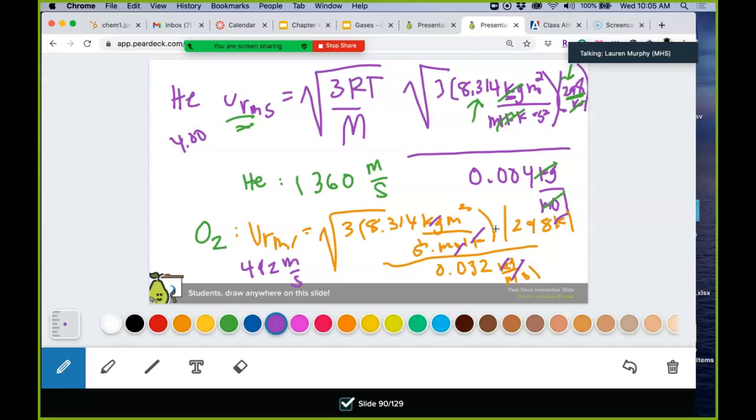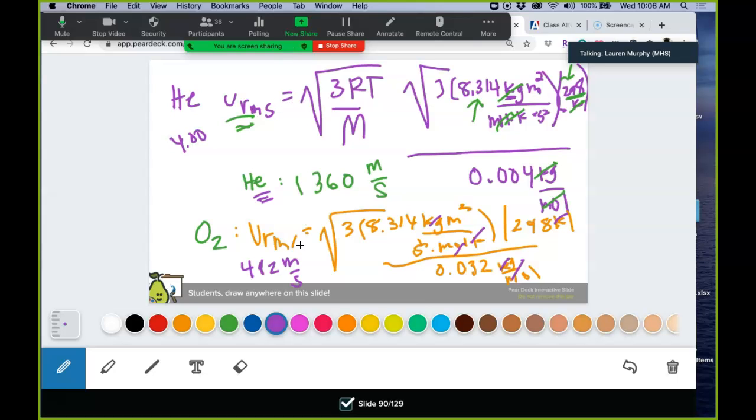So here's the concept. At the same temperature, both of these were at 25 Celsius or 298 Kelvin, lighter gases move faster than heavier gases. Helium is only 4 grams per mole. Oxygen is 32. Oxygen's heavier, it has more weight to pull, so it moves slower than helium. Lighter gases move faster, heavier gases move slower. That is the point of this conceptually.